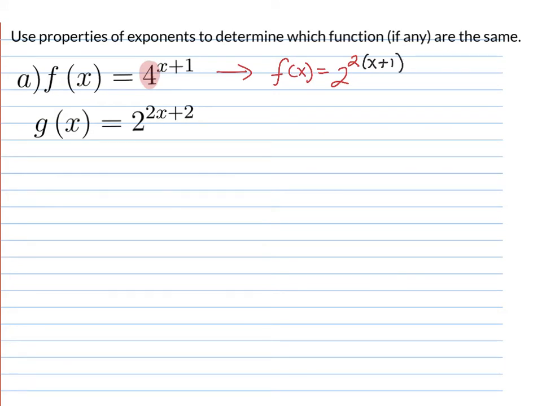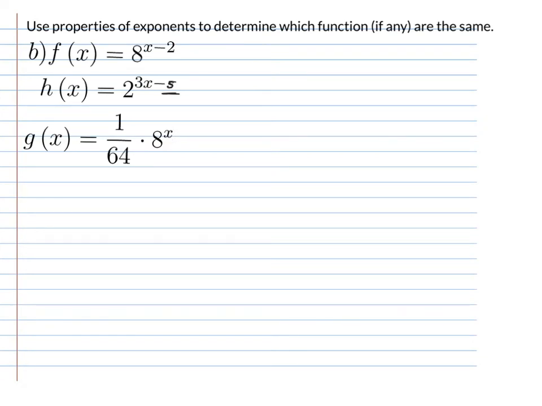So we have that. And to simplify it, we're going to have f of x is equal to, and we're going to distribute that 2. And we're going to have 2x plus 2. So now you notice that g of x and f of x are equal to each other. So f of x is the same as g of x because they're the same exponential expression.